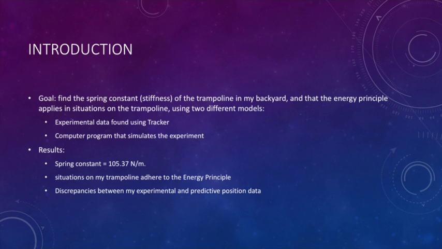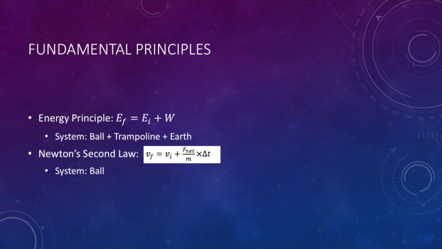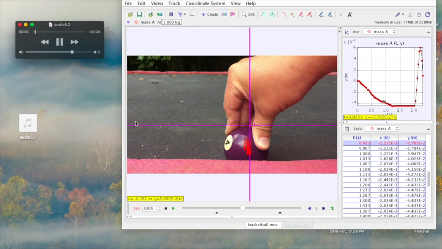Ultimately, I found that my trampoline has a spring constant of 105.37 newtons per meter, and while situations on the trampoline do adhere to the energy principle, there were significant discrepancies between position data generated by my experiment and position data produced by my computer model. The fundamental principles used in this lab were the energy principle and Newton's second law. When using the energy principle, the system in consideration was the ball that bounced off the trampoline, as well as the earth and the trampoline itself. When observing motion with Newton's second law, the system in consideration was just the bouncing ball.